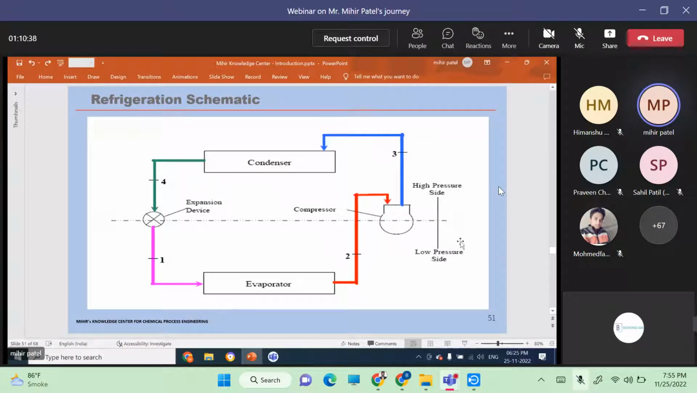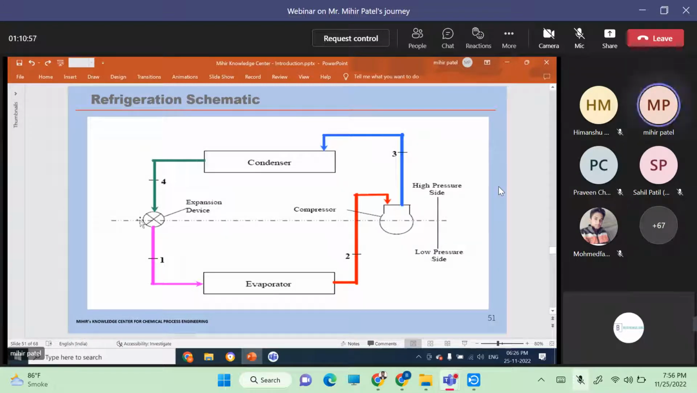This is the low pressure side here. Compressor discharge goes to the high pressure side here. This is the high pressure discharge of the compressor. The condenser is there. You can have an air cooled or a water cooled condenser. And under high pressure, the refrigerant gas is made liquid.